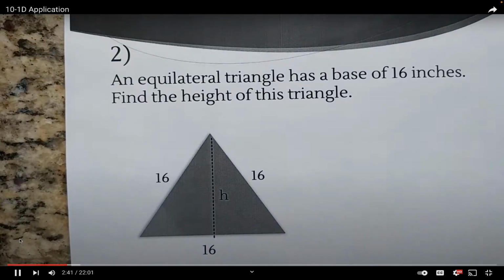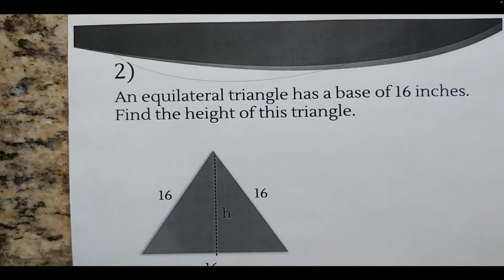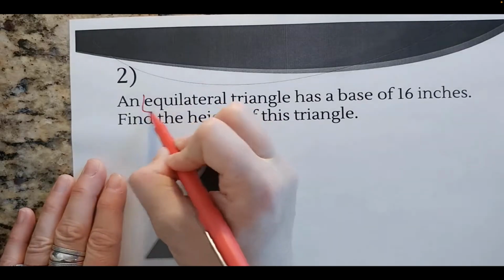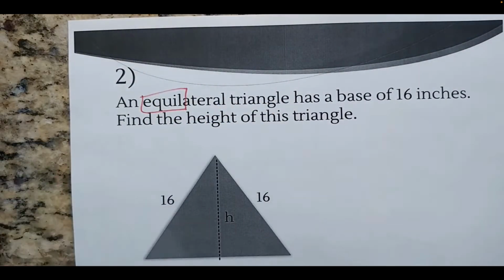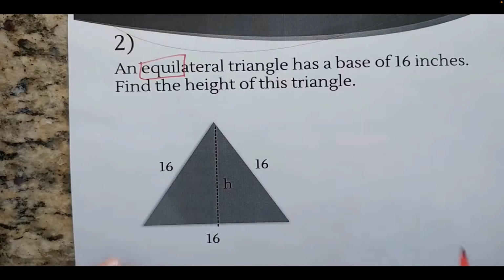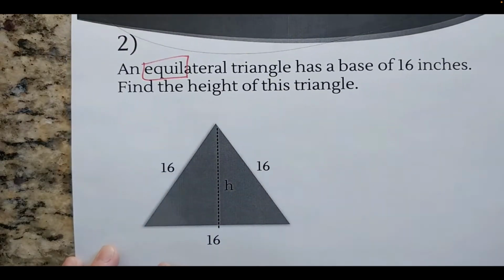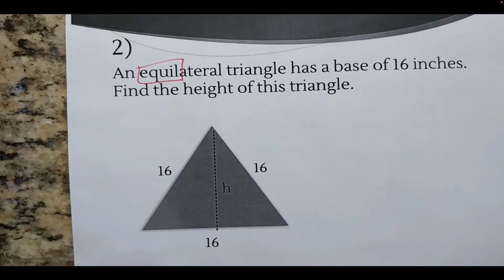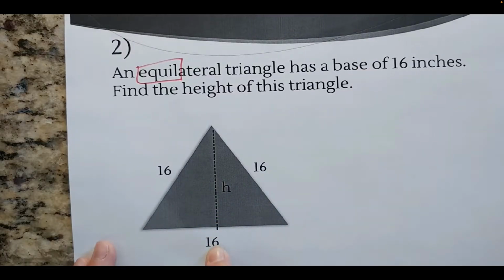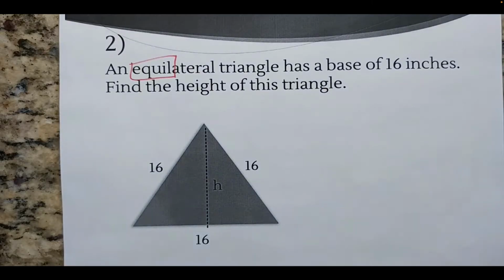Here we have the equilateral triangle problem. Do you notice that the word equilateral kind of starts out like equal? If you're given anything about an equilateral triangle, you have to know that the sides of this triangle are all equal. They're the same length. So if it tells us that an equilateral triangle has a base of 16, we also know that all the sides would have to be 16.